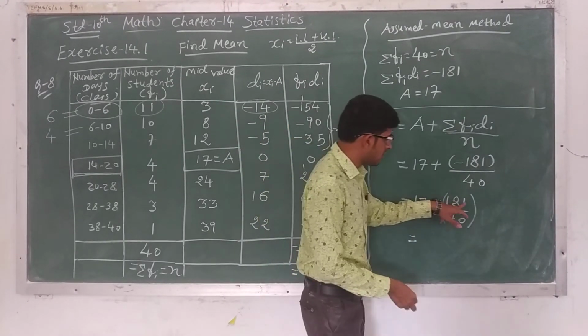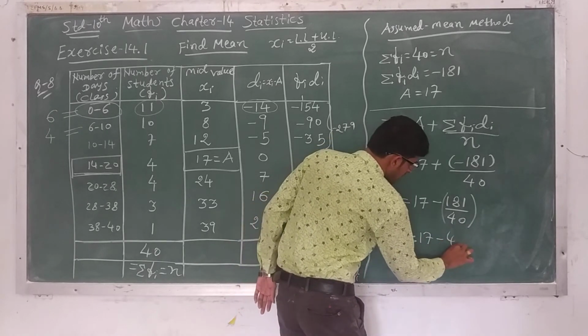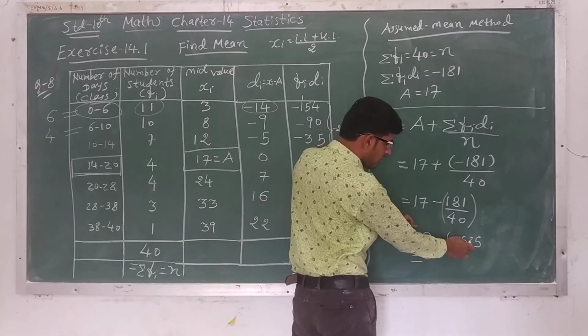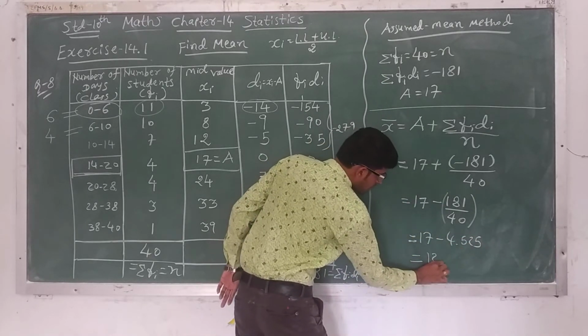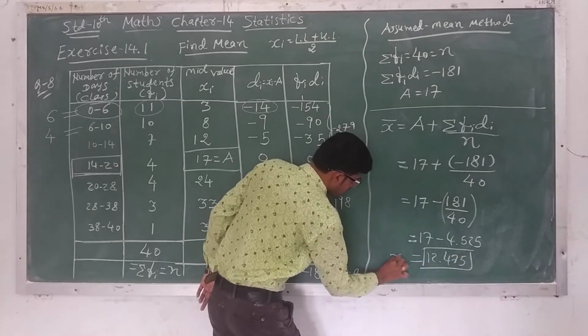So now divide 181 by 40. So 17 minus 4.525 is equal to 17 minus 4.525, which will be 12.475. It is your answer. X bar is equal to 12.475.